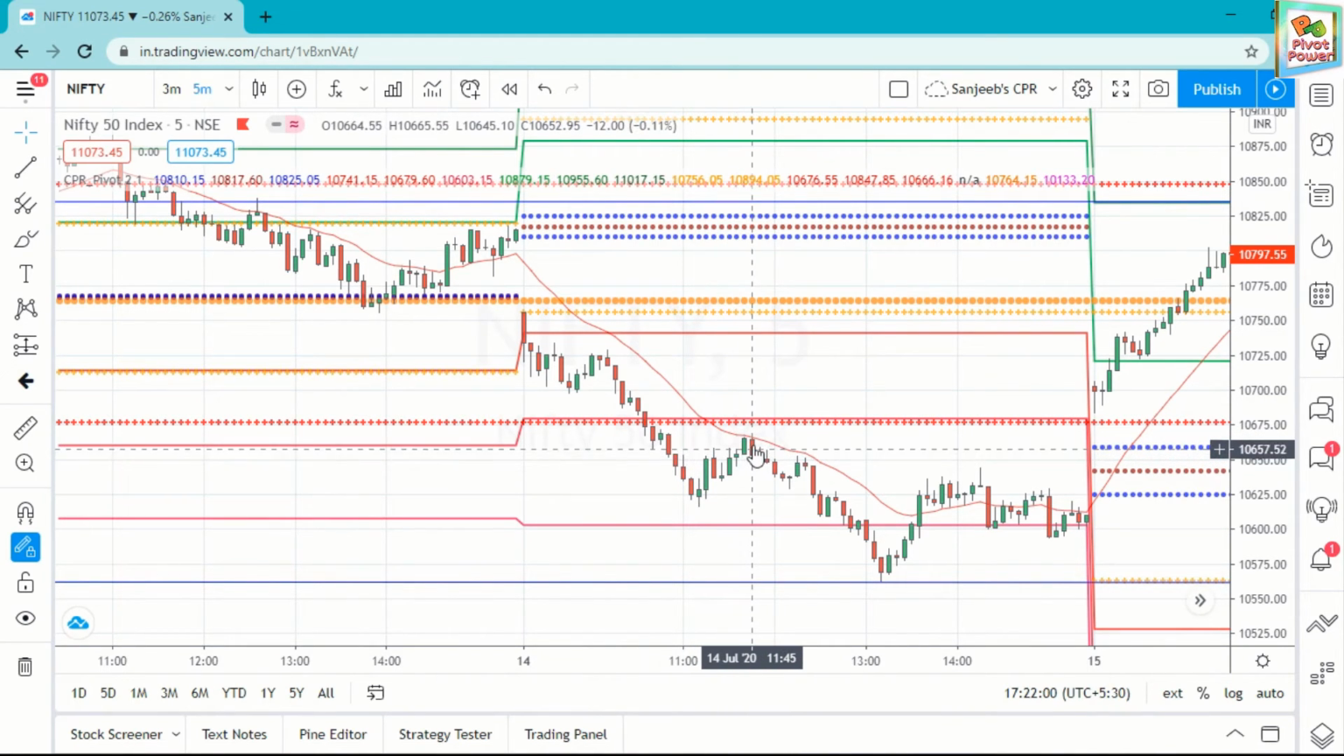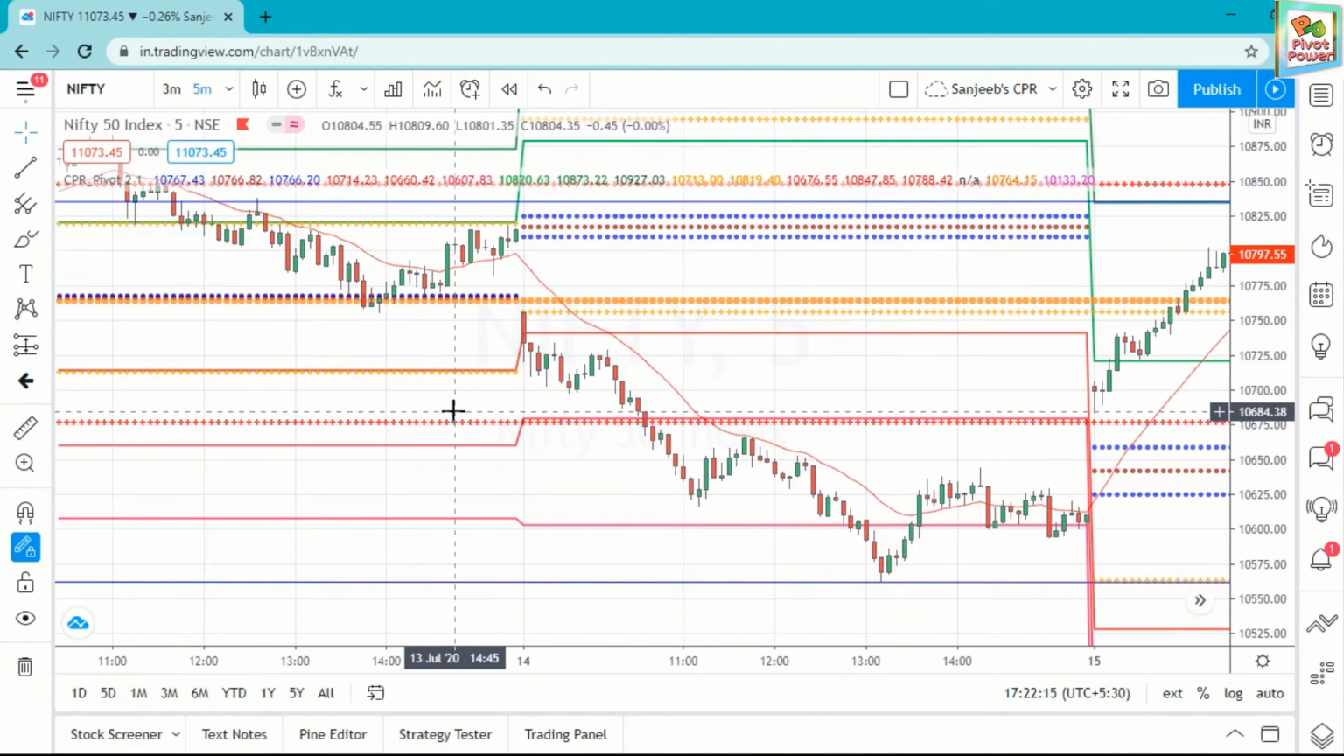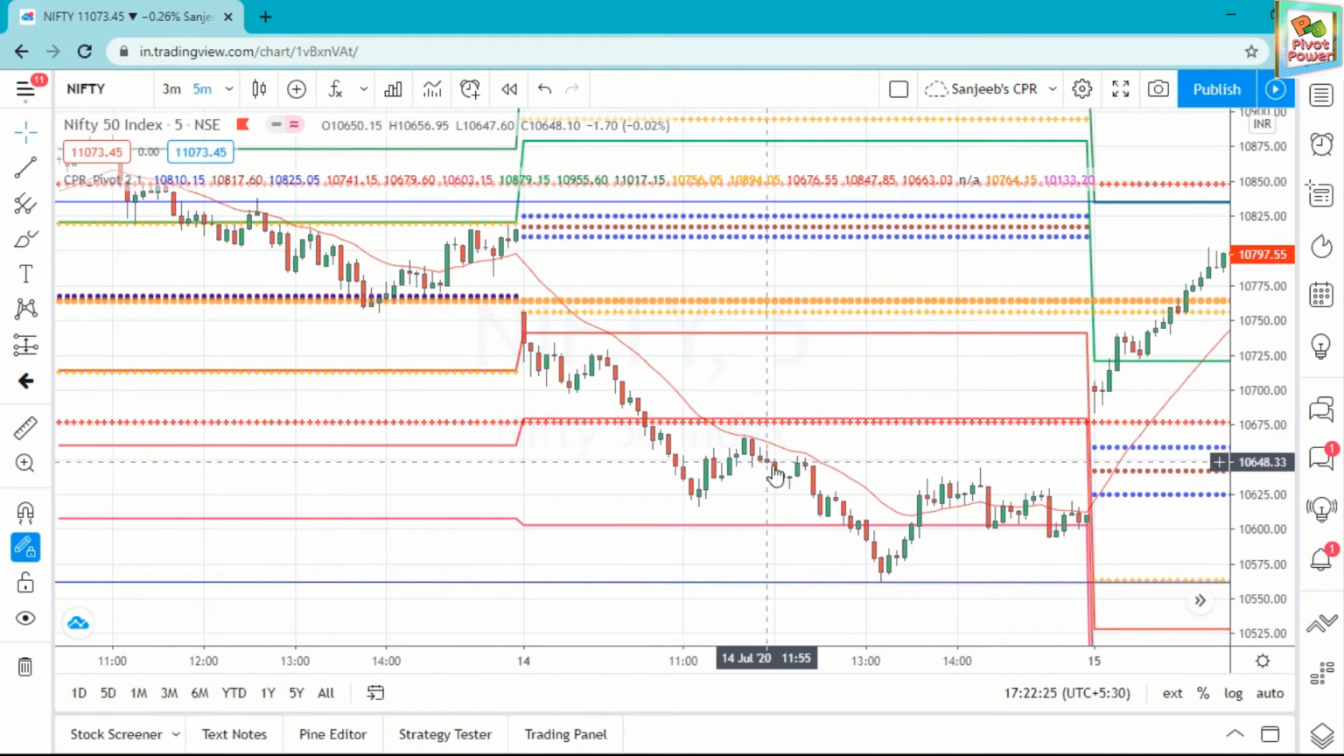One can enter here. This also breaks the R2 resistance. This is R1, R2, and it also breaks the previous week low. The red plus mark is the previous week low. Okay, you can enter here.